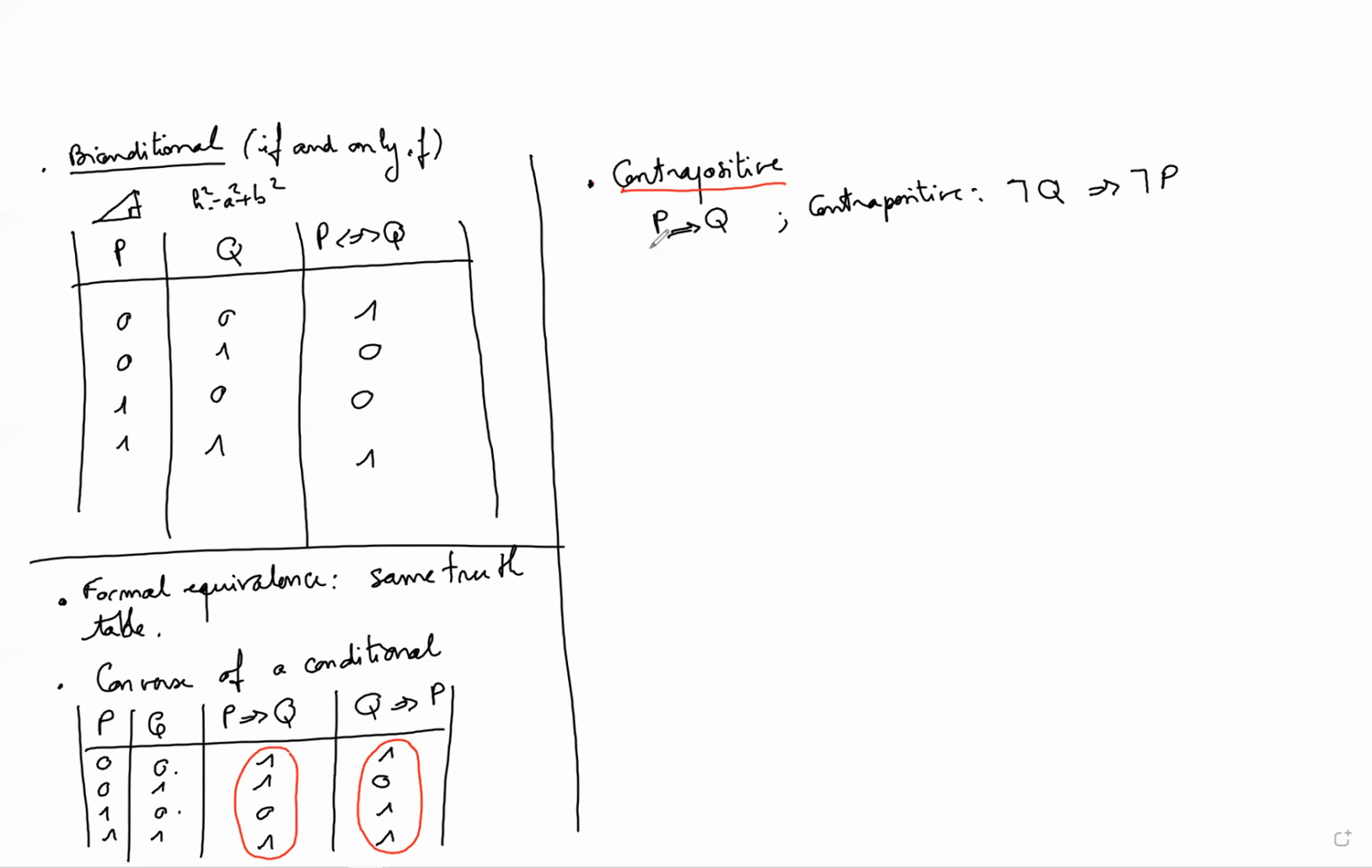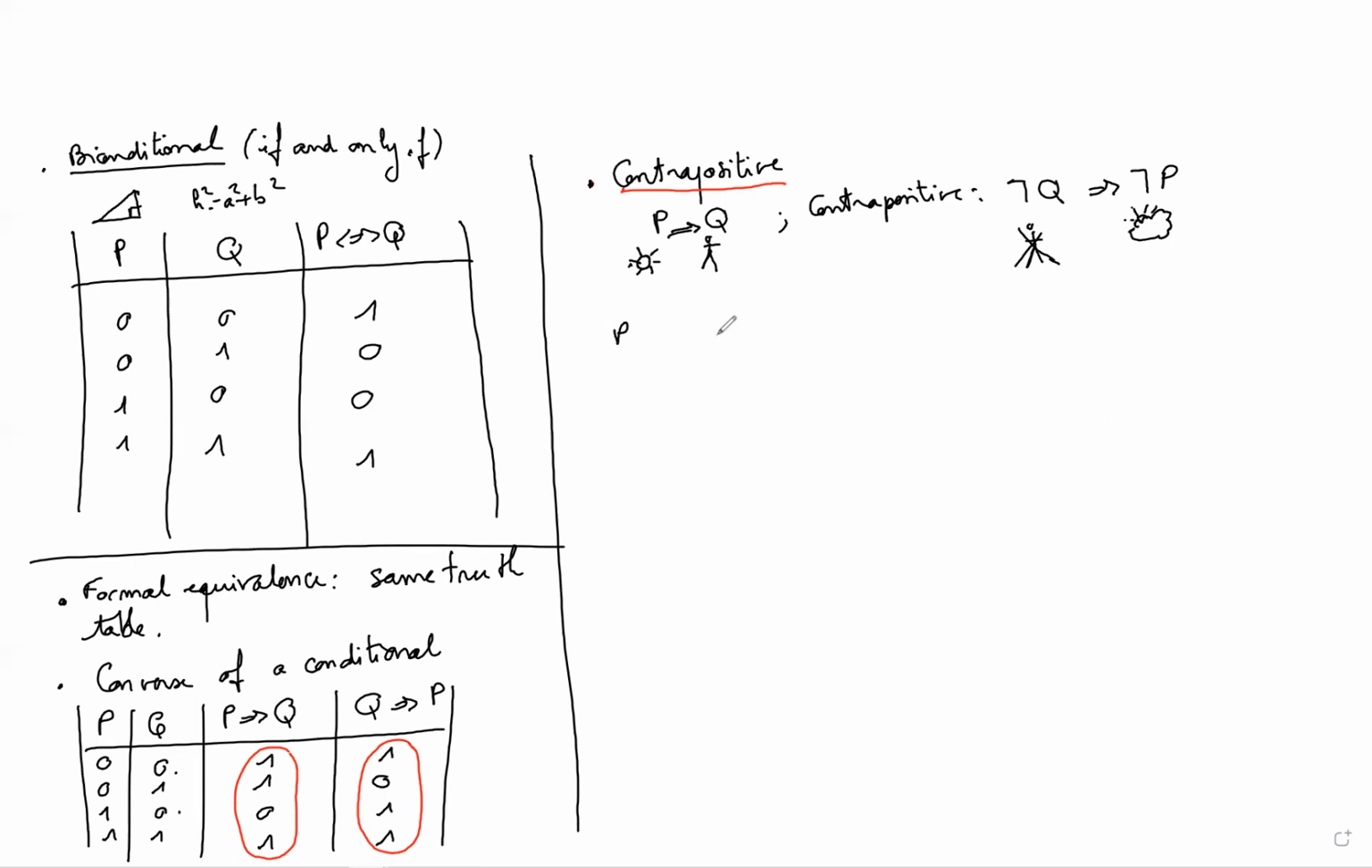So if it's sunny, then I'll go for a walk. Sorry about my ugly drawings. The contrapositive would be: if I don't go for a walk, then it means that it's not sunny. Okay? So we'll try to build the truth table of this and see what happens.